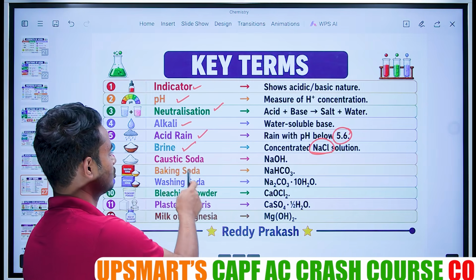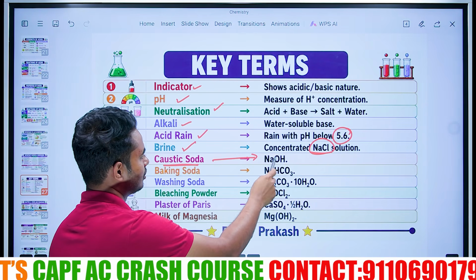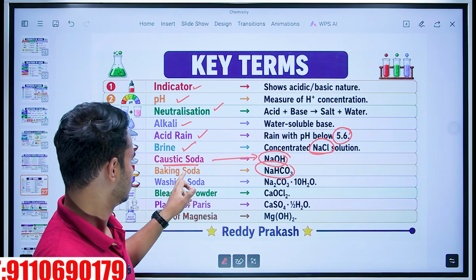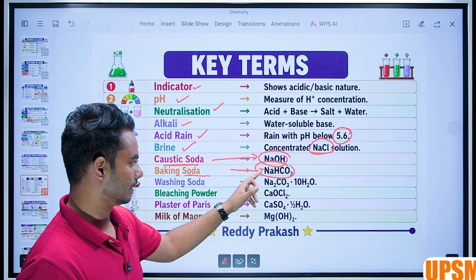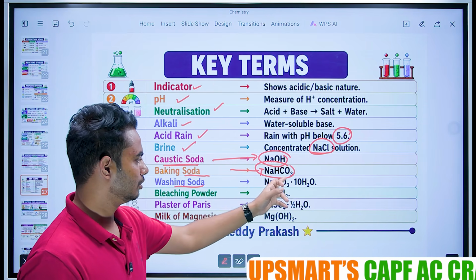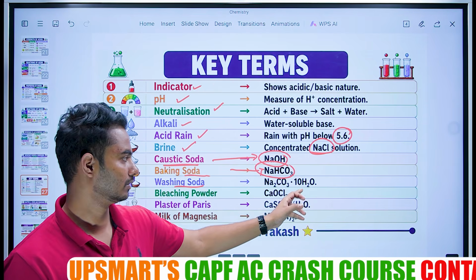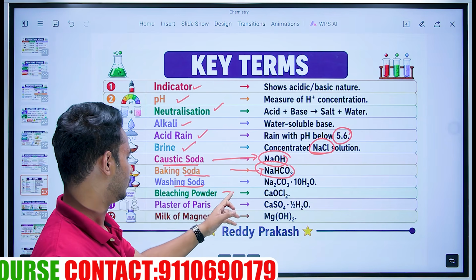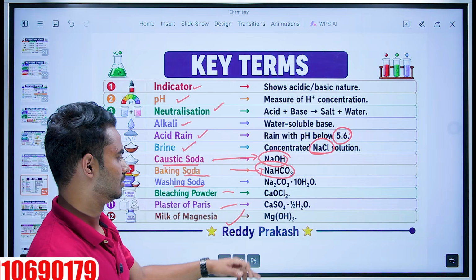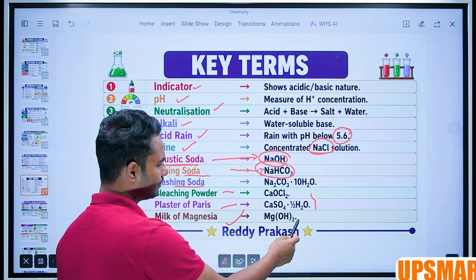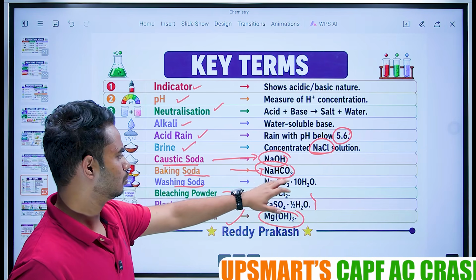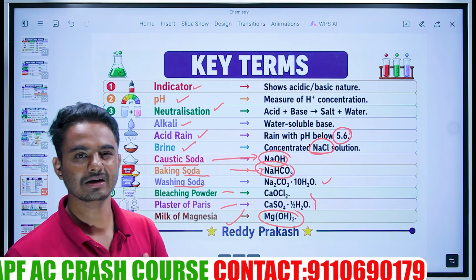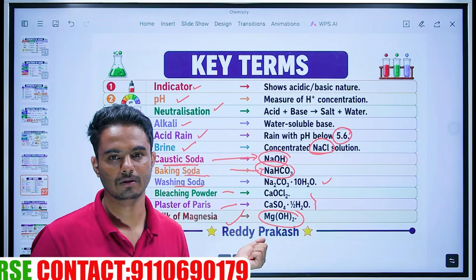Okay. Next, caustic soda. Caustic soda means NaOH. Now these are important. Baking soda means NaHCO3. Washing soda means Na2CO3.10H2O. Bleaching powder, plaster of Paris, milk of magnesia: these are not very important, but these two and this are important. This is relatively okay. You should remember this. I can't help much. This is what you should mug up.